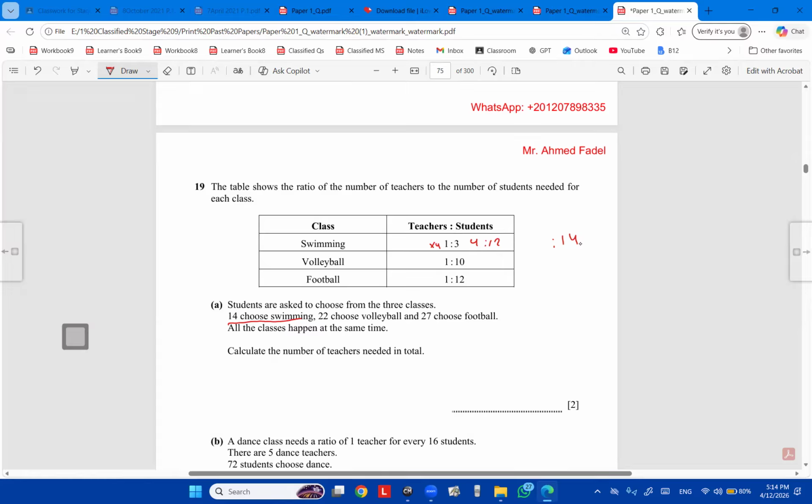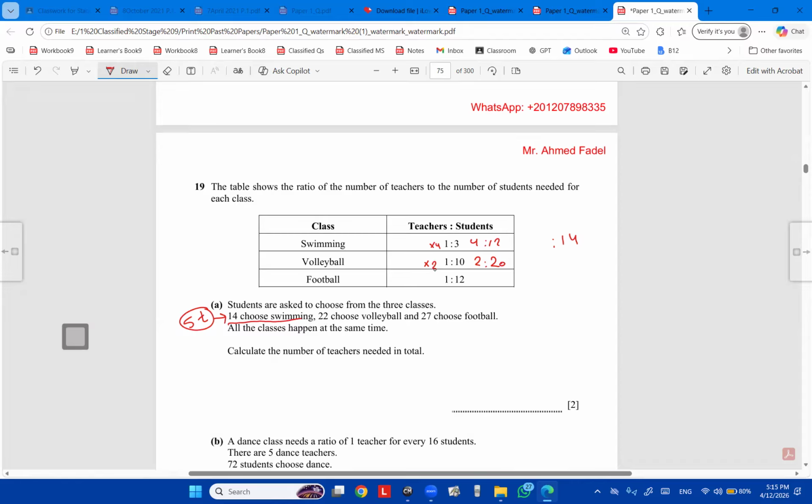but I want 14 students, so I need one more. He's only going to be there for two students. Yes, but I still need one more. So I need five teachers for swimming. So five teachers for 14 students. All right, what about 22 who choose volleyball? Well, I know that one teacher for 10 must be there, so I need two teachers for 20. But they said there are 22 students, so I need two more students, so I need one more teacher.